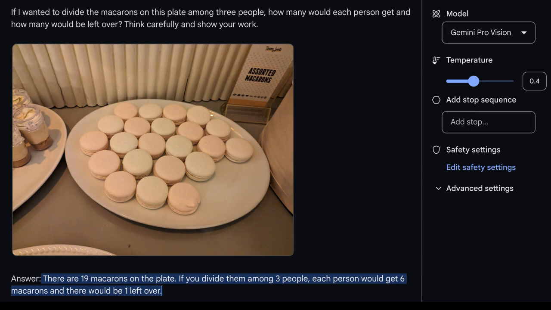Because one of the things that Gemini is supposed to do is be able to do this abstract reasoning fairly well. And it did the reasoning part fairly well. It did the counting the macarons part pretty poorly. I could never consistently get it to tell me the correct number of macarons.